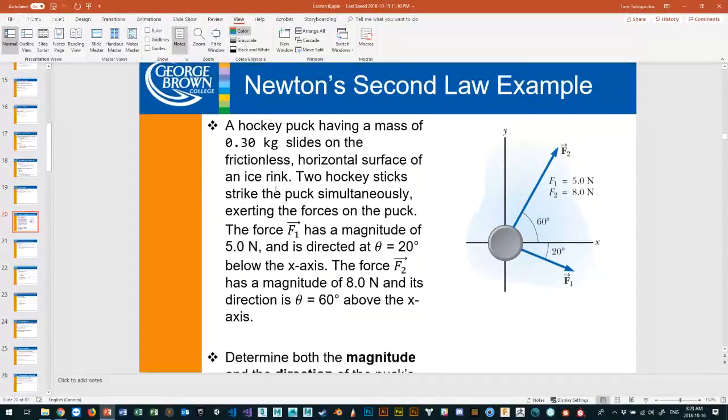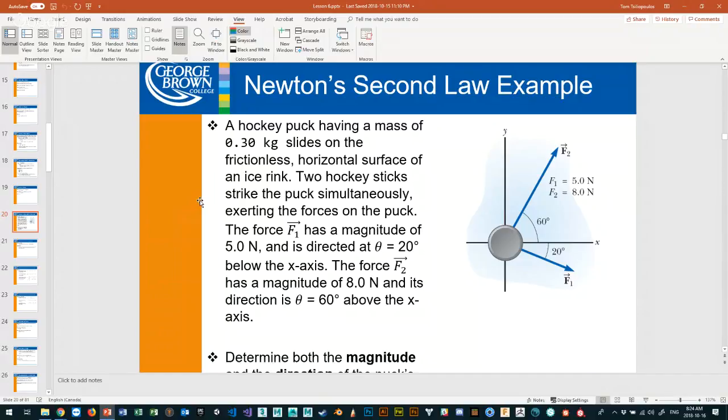We have Newton's second law as an example. Now, I put this in recently because I wanted to talk about this. So this is where it becomes complex. I have a hockey puck as an example with a mass of 0.3 kilograms. It slides on the frictionless horizontal surface of an ice rink. When we say frictionless, that means there's nothing to stop it. There's no other opposing force to stop this hockey puck. Is ice really frictionless? No, it's close, but it's not completely frictionless. If it was, then you couldn't skate, right?